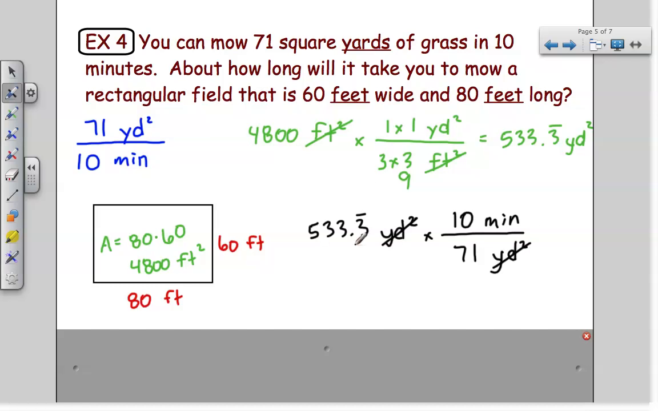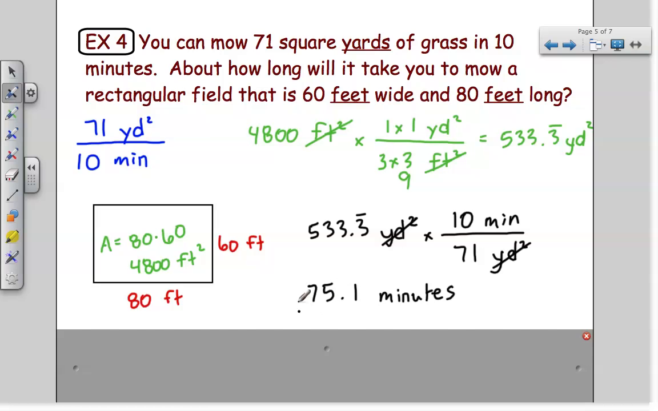Notice what I'm doing. I'm taking 533.3 repeating, multiplying by 10, because that's on top, and dividing by 71. Going to the calculator, taking that times 10 divided by 71, and I get about 75.1. I guess I'll just do 1 decimal point here, 75.1 minutes. That's how long it'll take to mow.